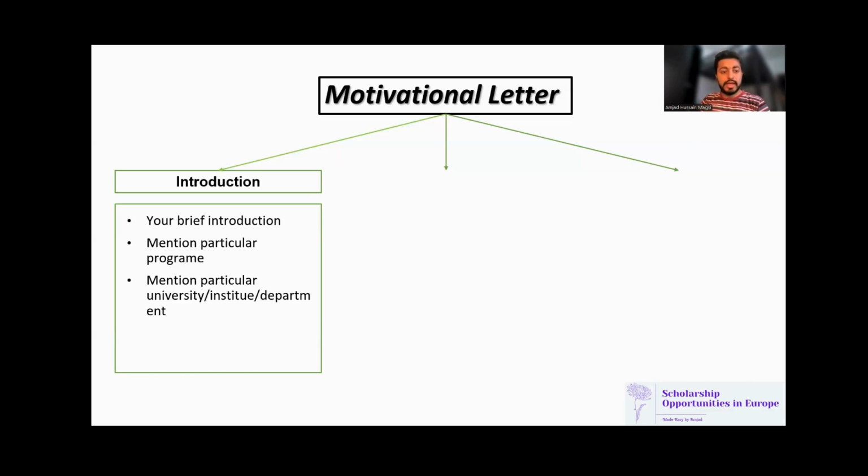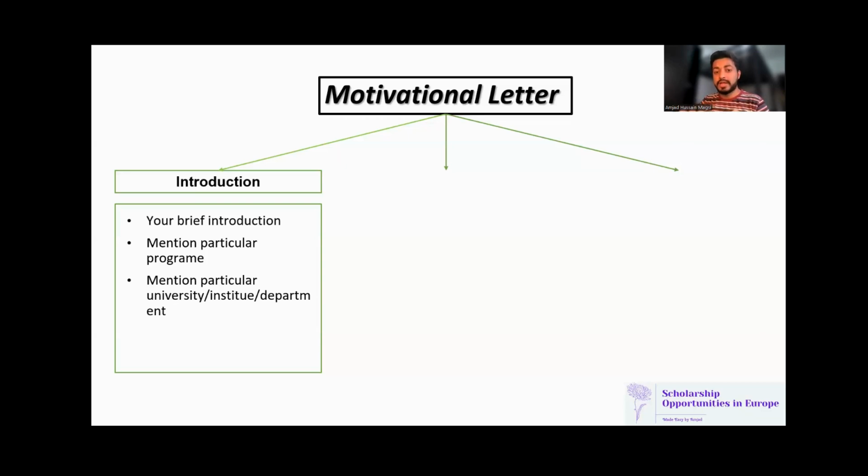Then mention the particular program, and mention the particular university, institute, and department. This is very important because whenever you are writing a motivation letter, just write the particular program you are interested in. The selectors have to see why you are interested in this program. Write the particular university name, institute, research group or department. Mention that clearly in your introduction section.